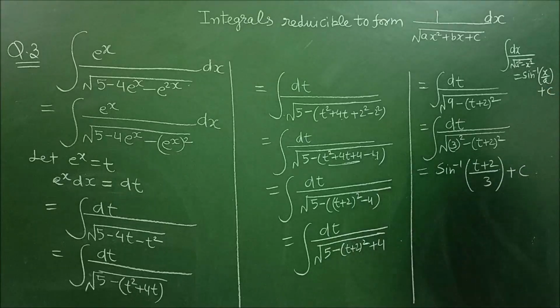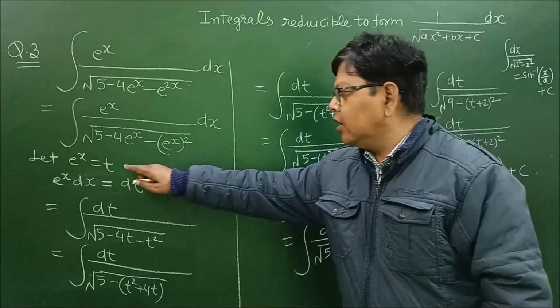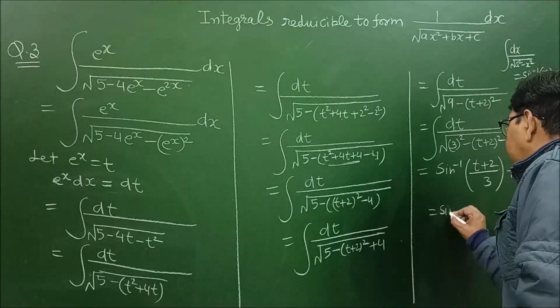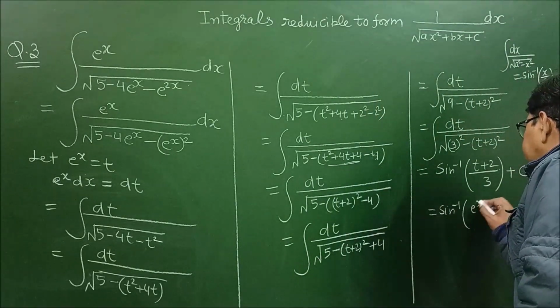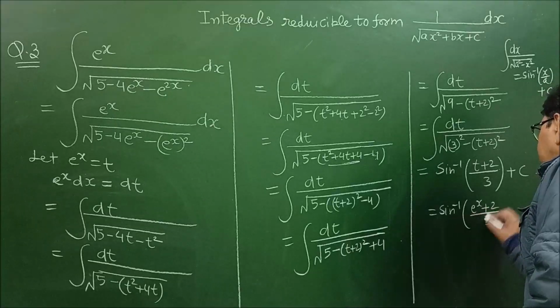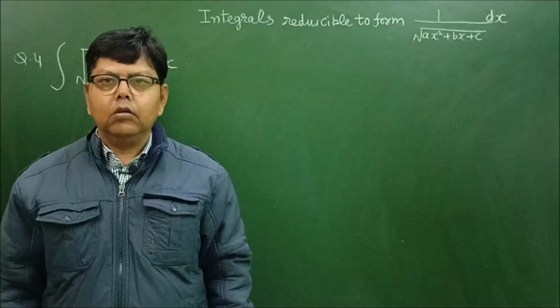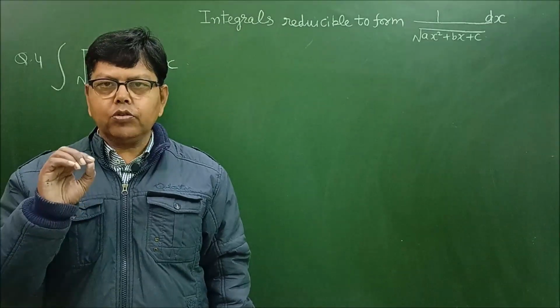And now substituting the value of t, t is equal to e raised to the power x. So this is equal to sine inverse (e raised to the power x plus 2) upon 3 plus c. So with this the question is complete. Next question, question number 4.